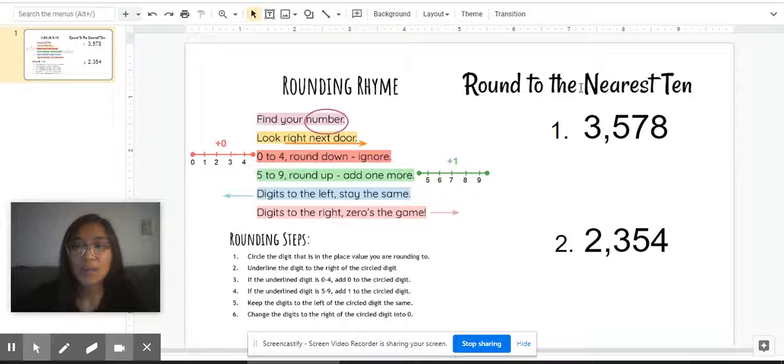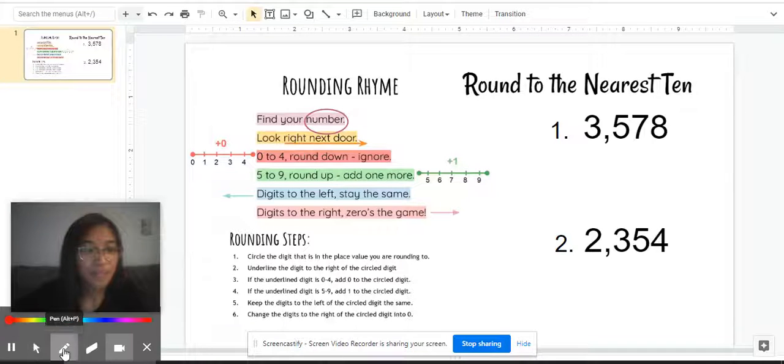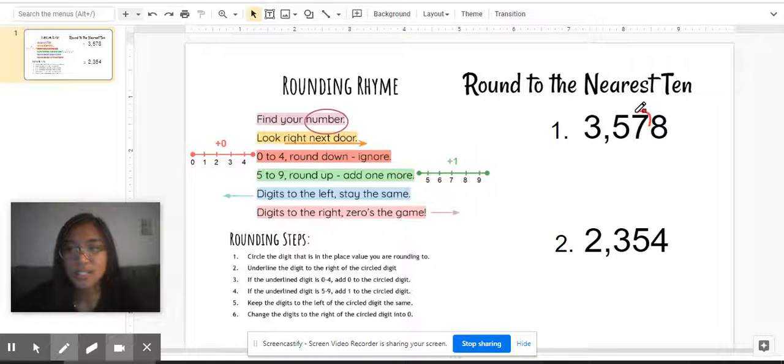So because our goal is to round to the nearest 10, we need to find the digit that is also in the tens place. So I'm going to circle the digit 7. Again, it's the digit in the tens place, and we are rounding to the nearest 10. The next step tells us to look right next door. See that this is pointing to the right side and it is underlined. That tells me that I should underline the digit that is to the right of the circled digit. So now I have the underlined digit 8.